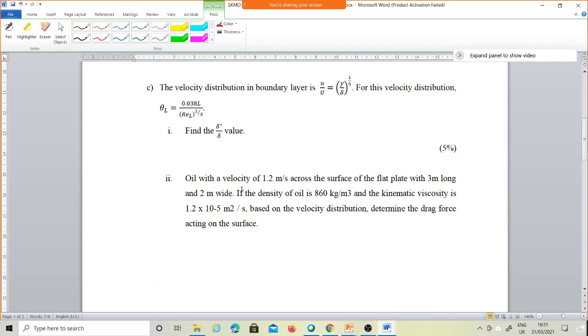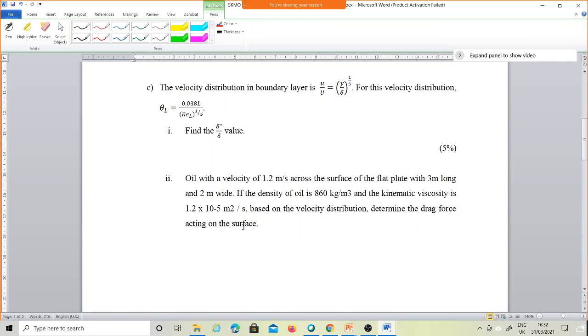Oil with a velocity of 1.2 meters per second flows across the surface of a flat plate 3 meters long and 2 meters wide. If the density of the oil is 860 kilograms per meter cube and the kinematic viscosity is this much, based on the velocity distribution, determine the drag force acting on the surface. So some information is given. Mainly you need to calculate the drag force.